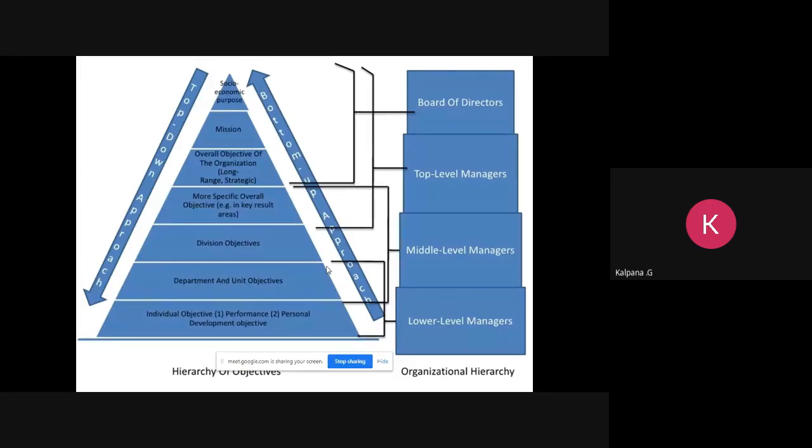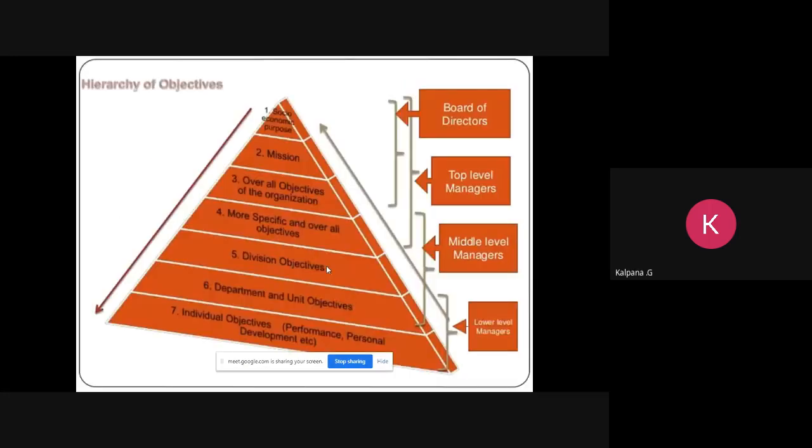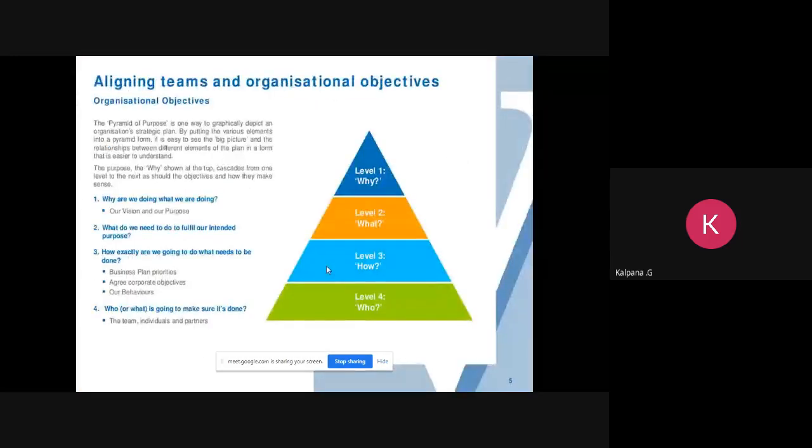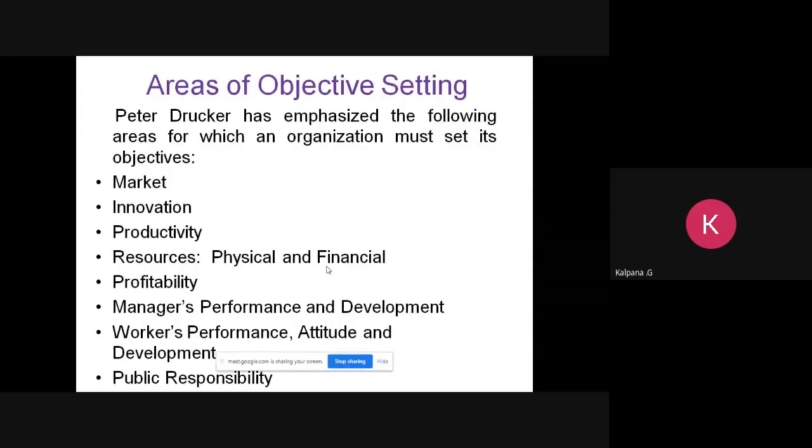So what are the key result areas? This is what is given by Peter Drucker. These are a few examples of key result areas considered by Peter Drucker. He is the person who conceptualized managing by objectives, which is MBO. That will be the next topic we are going to deal with. He is the main person who has given concepts about guidelines of objective setting and the areas of objective setting.